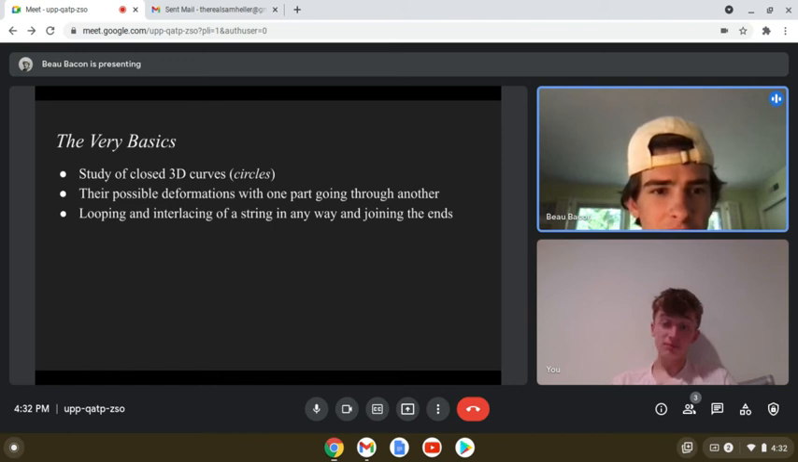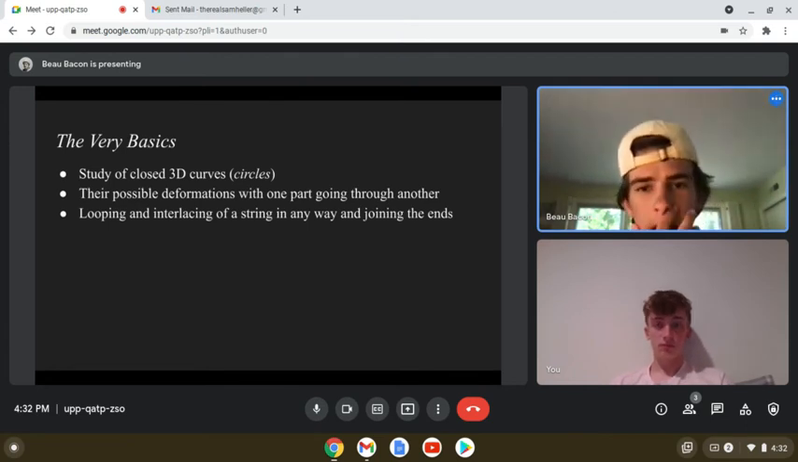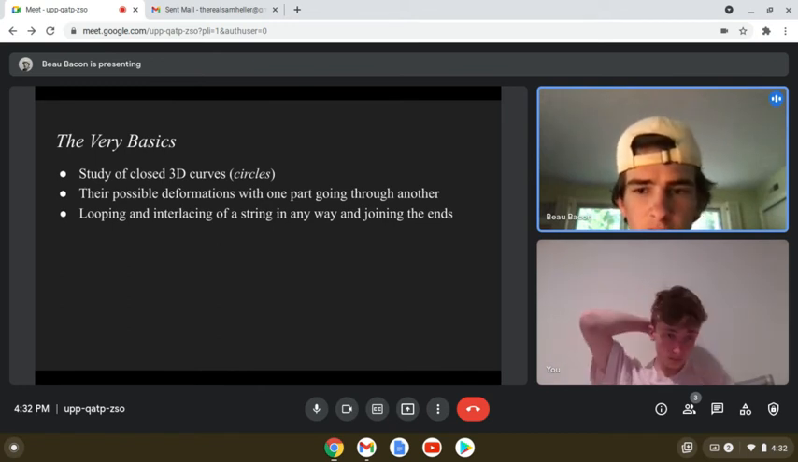The very basics of this: a knot is a closed 3D curve, like a circle that's been laced with one part going through the other, and that can be in any way. And the math of it is studying the ways that they're laced through each other.